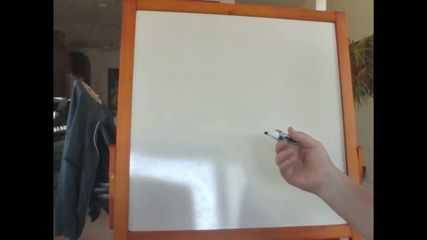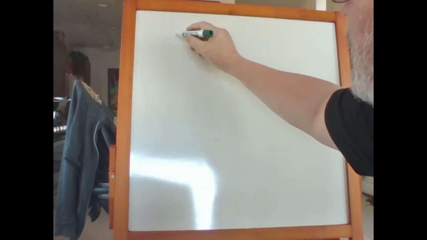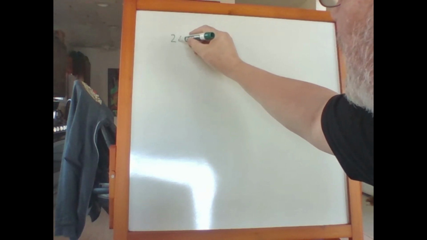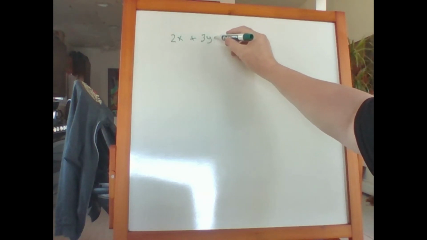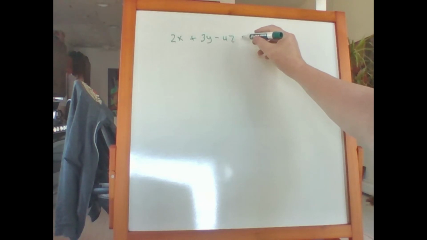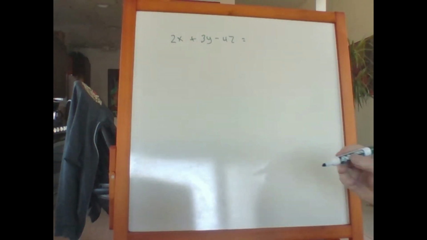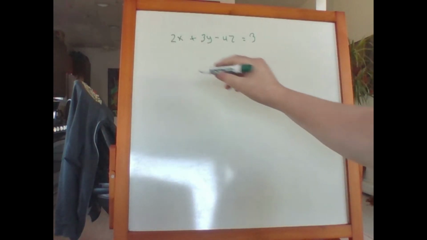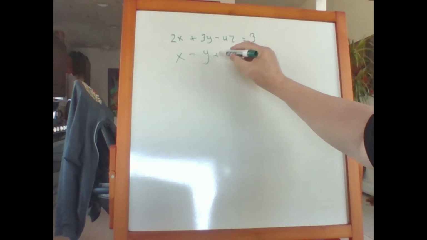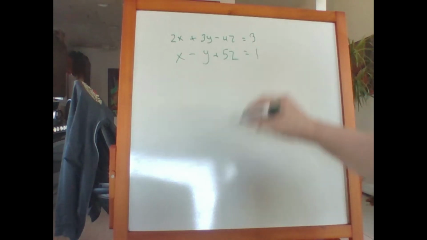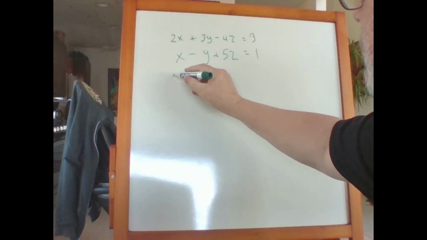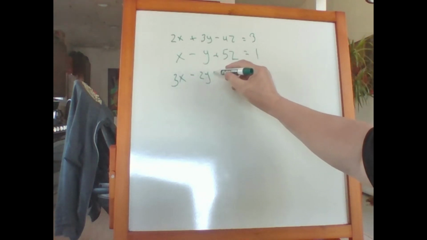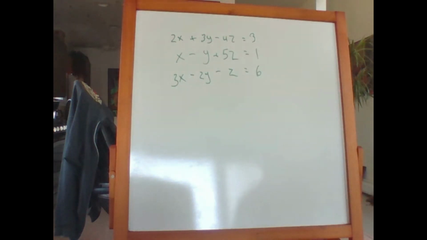So let's take a look at a system of equations again. So we have 2x plus 3y minus 4z equals 3. x minus y plus 5z equals 1, and 3x minus 2y minus z equals 6. Totally arbitrary, but let's say we were given this as a problem for us to solve.